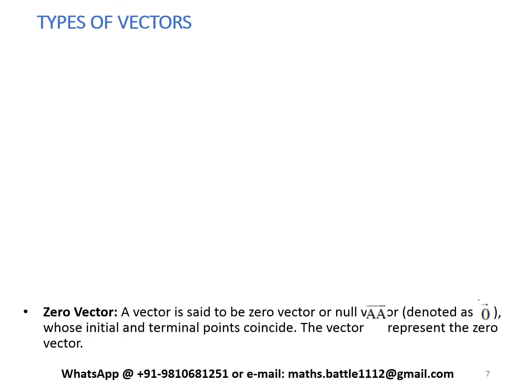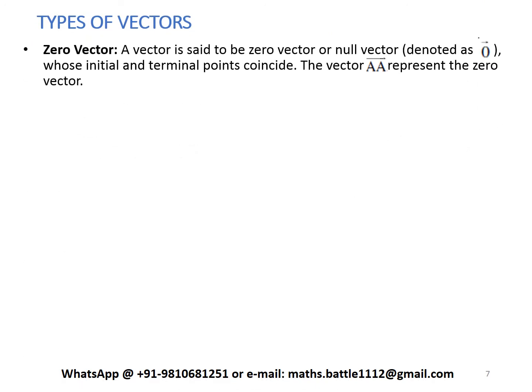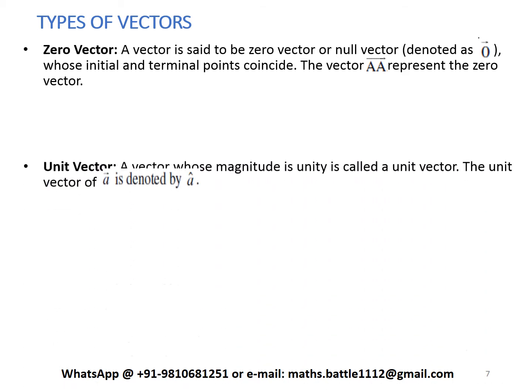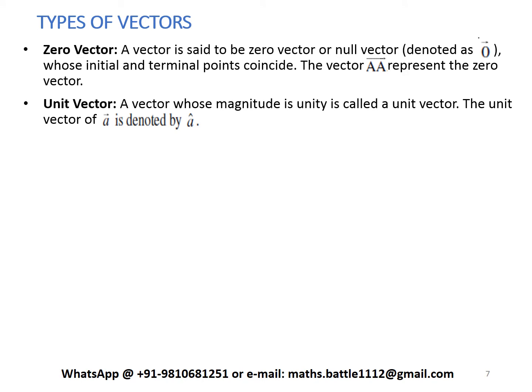Types of vectors. Zero vector. A vector is said to be a zero or null vector, denoted by 0, if its initial and terminal points coincide. A zero vector cannot be assigned a definite direction as it has zero magnitude. Unit vector. A vector whose magnitude is unity is called a unit vector. The unit vector in the direction of a given vector a is denoted by a cap.